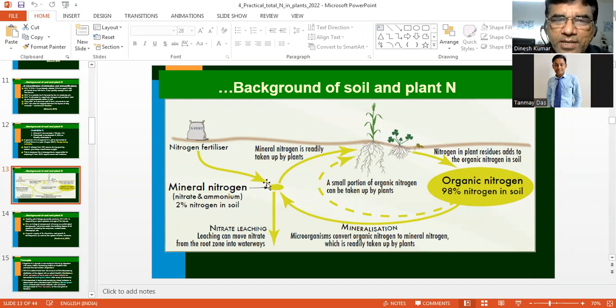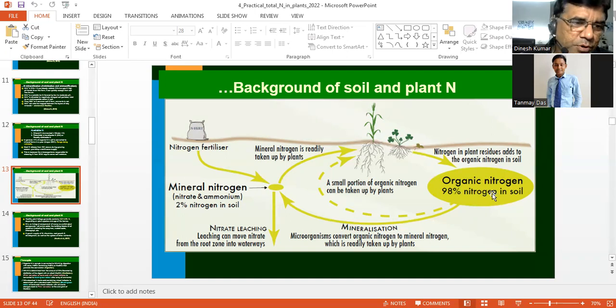So mineral nitrogen is here, and this mineral nitrogen can come from fertilizer. It can also come from organic nitrogen breakdown. It can mineralize. So mineralization by microbes can result in inorganic nitrogen. And this inorganic nitrogen can be taken up by plants. And then plants can leave certain organic matter in the soil in the form of roots or leaf fall, litter fall, and then that can become part of organic nitrogen. So this was the little background of soil nitrogen.